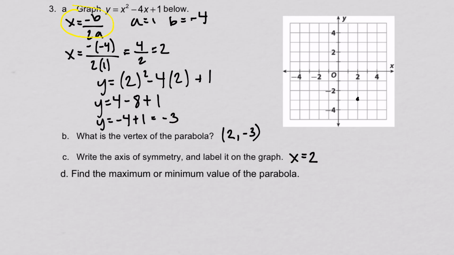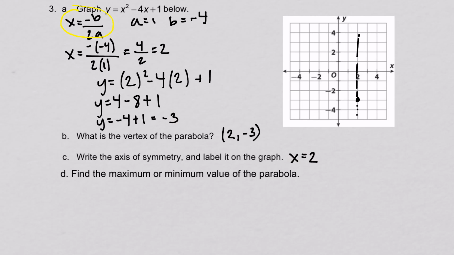Write the axis of symmetry and label it on the graph. There's x equals 2. It's a vertical line. I'm going to draw it right here. Vertical line. Find the maximum or minimum value of the parabola. Okay, so we haven't finished graphing it actually. The vertex is 2, -3 right here. I need to find more points to be able to label where the parabola passes through.